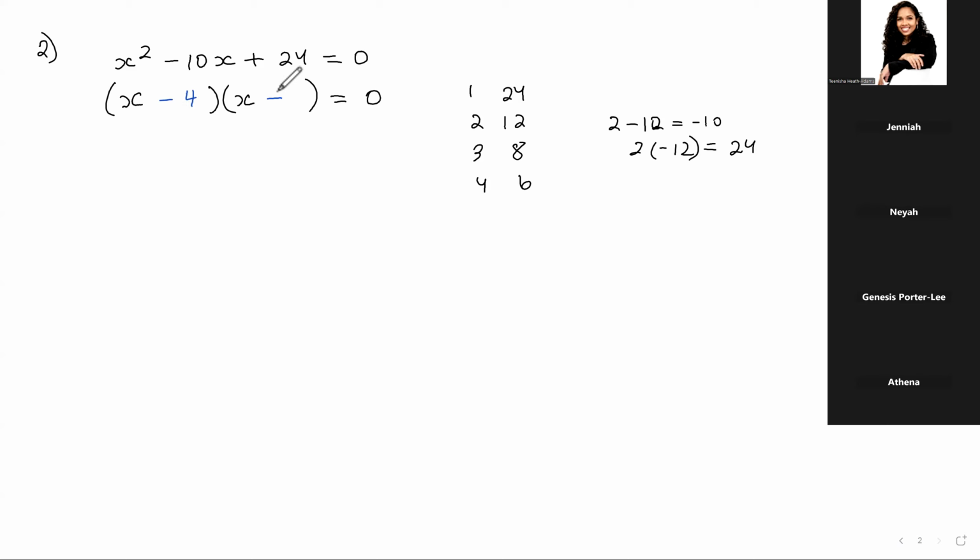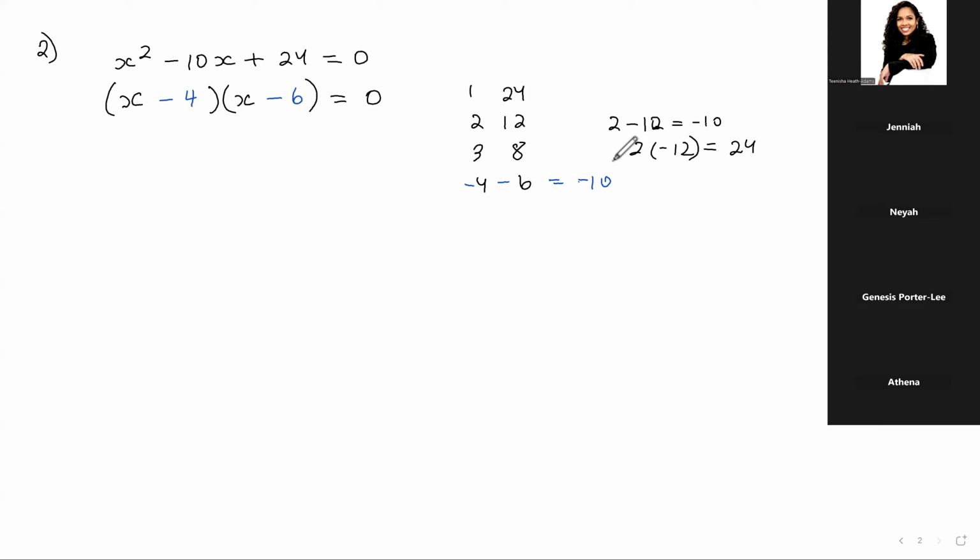Negative 4 and negative 6. Yeah, perfect, right? Because watch, negative 4 times negative 6 is positive 24, and negative 4 take away 6 is negative 10. So that works. Okay, Nia, solve it from here.